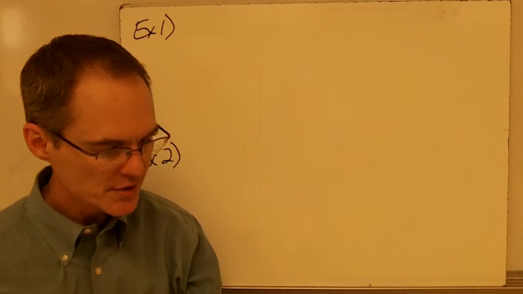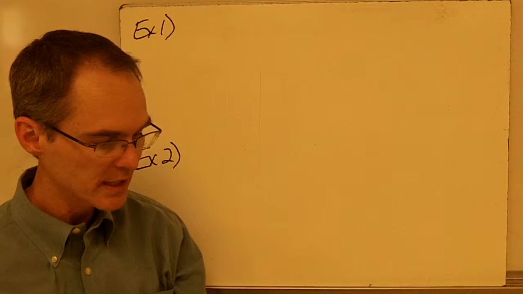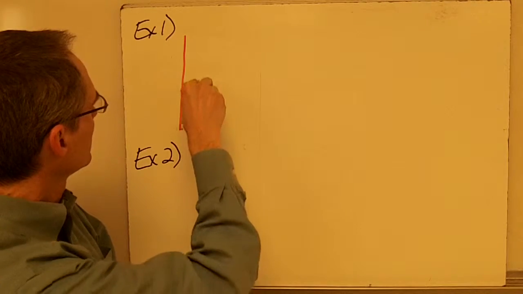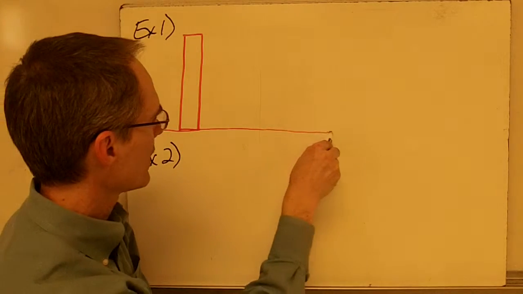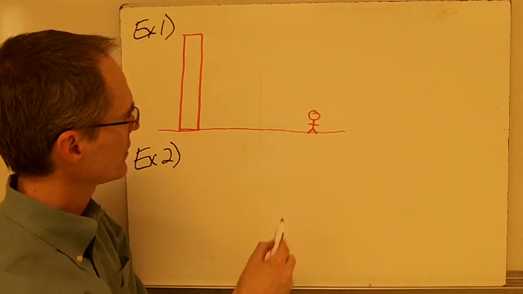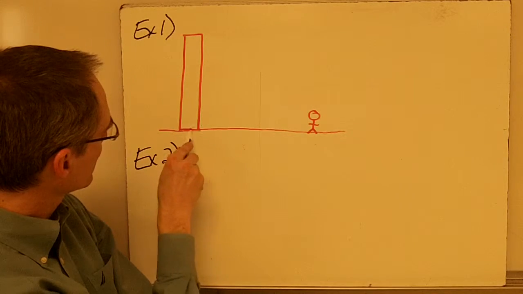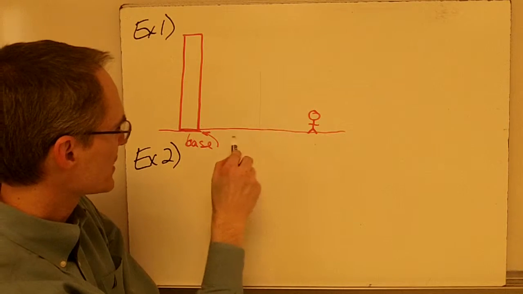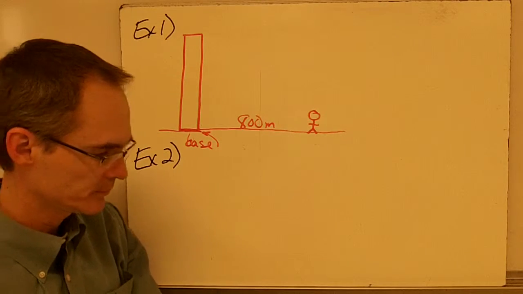Example number 1 there in your notes, it says a person is standing 800 meters away from the base of the Chrysler Building in New York. Okay, so let's go ahead and draw that part. Here is, call this my building right here, the Chrysler Building, and here's the ground, and I've got a person standing 800 meters away from the base of the Chrysler Building. So here's the base of the Chrysler Building right here. And this person is standing 800 meters away. So 800 meters, that's that distance there.